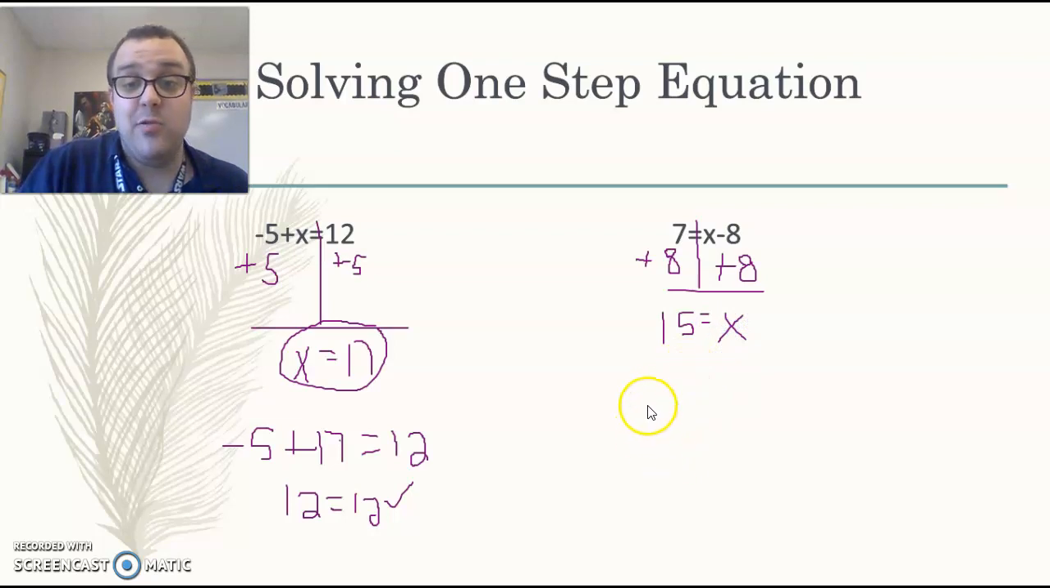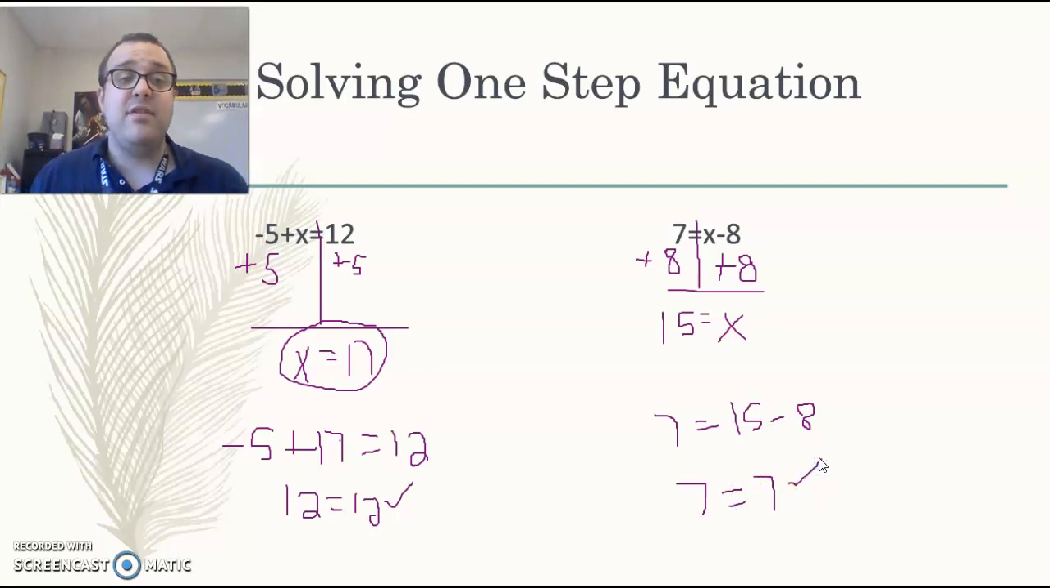And then, am I good? Well, let's do the check step. 7 equals 15 minus 8. What's 15 minus 8? Oh, it's 7. 7 equals 7. And there you have it, ladies and gentlemen. That's solving a one-step equation using addition and subtraction.